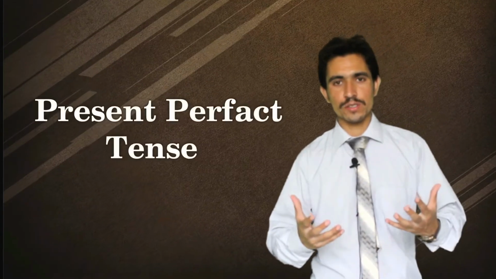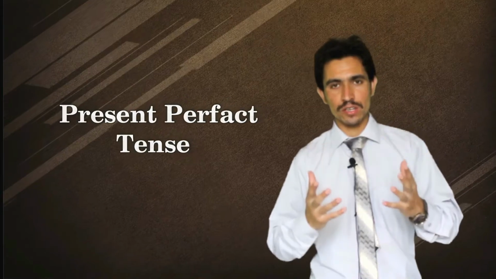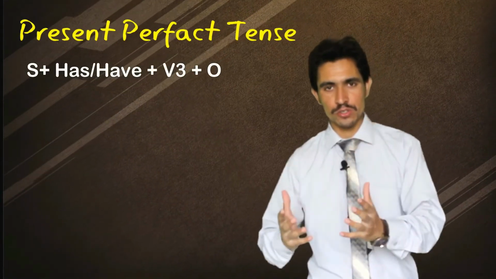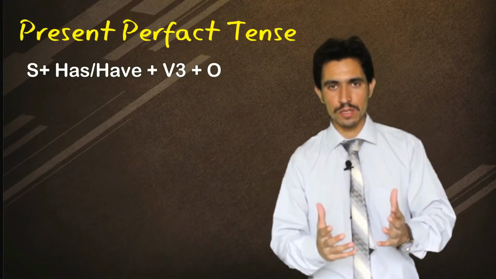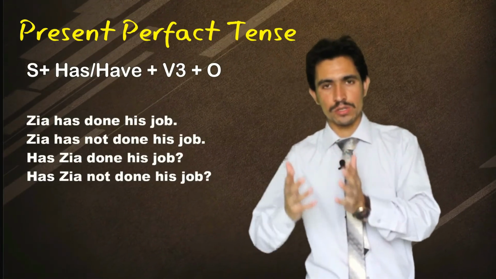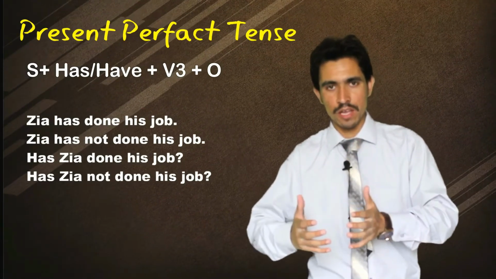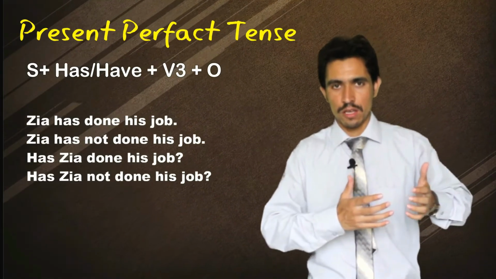I'm Inamul haq Shah. Today we are going to discuss present perfect tense. We make this tense by using subject, then helping verbs, then object. For example, Zia has done his job. Subject, then helping verb, and then object.